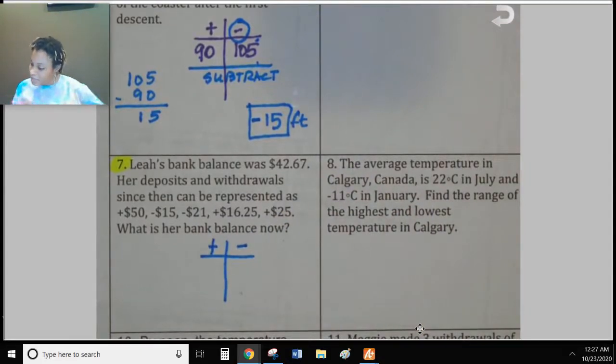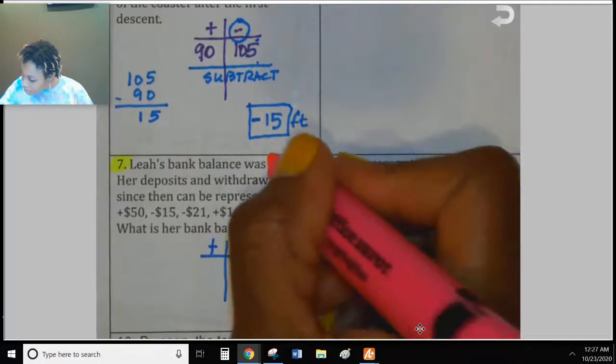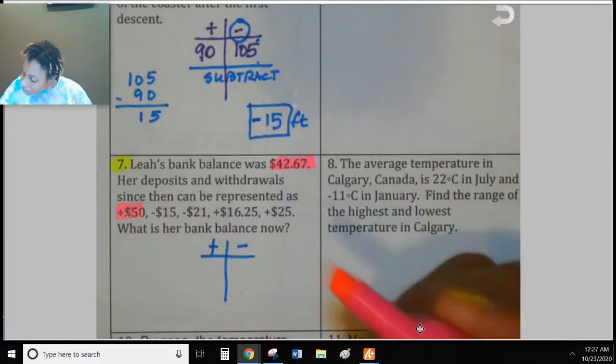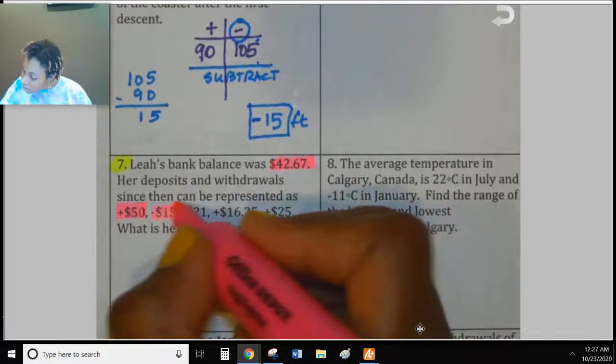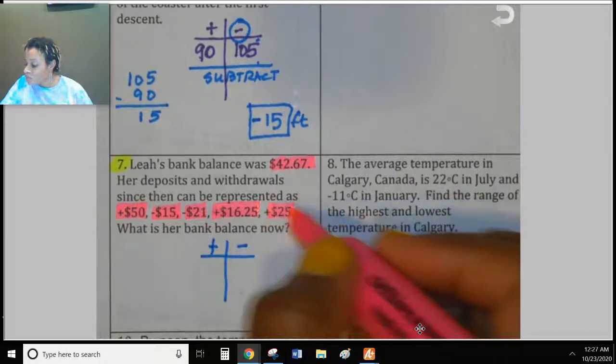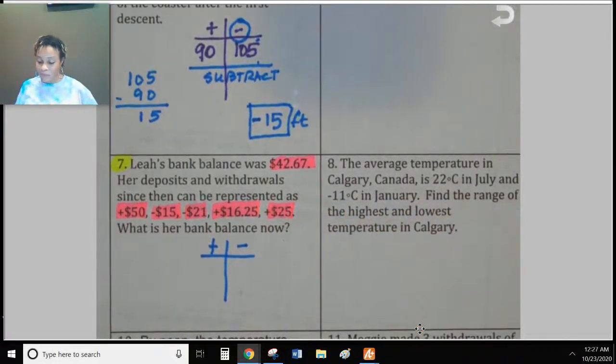So this one says Leah's bank balance was $42.67. Her deposits and withdrawals since then can be represented as: she had a positive 50, a negative 15, a negative 21. She deposited $16.25, and she deposited $25. What is her bank balance now? So we have a nice combination of withdrawals and deposits. Remember, deposits means money you put into your account, put in, positive, and withdraw means to take out, money we're taking out of our account. To put in and take out, okay?